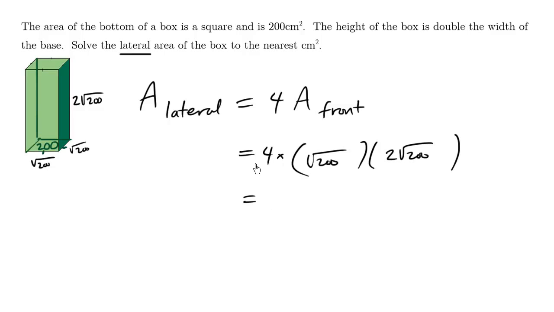you can compute out the answer, but you can also do this in your head. 4 times 2 is 8, times the square root of 200 times the square root of 200, which is 200. And so the final answer is 1600, and we're talking about the unit centimeters squared.